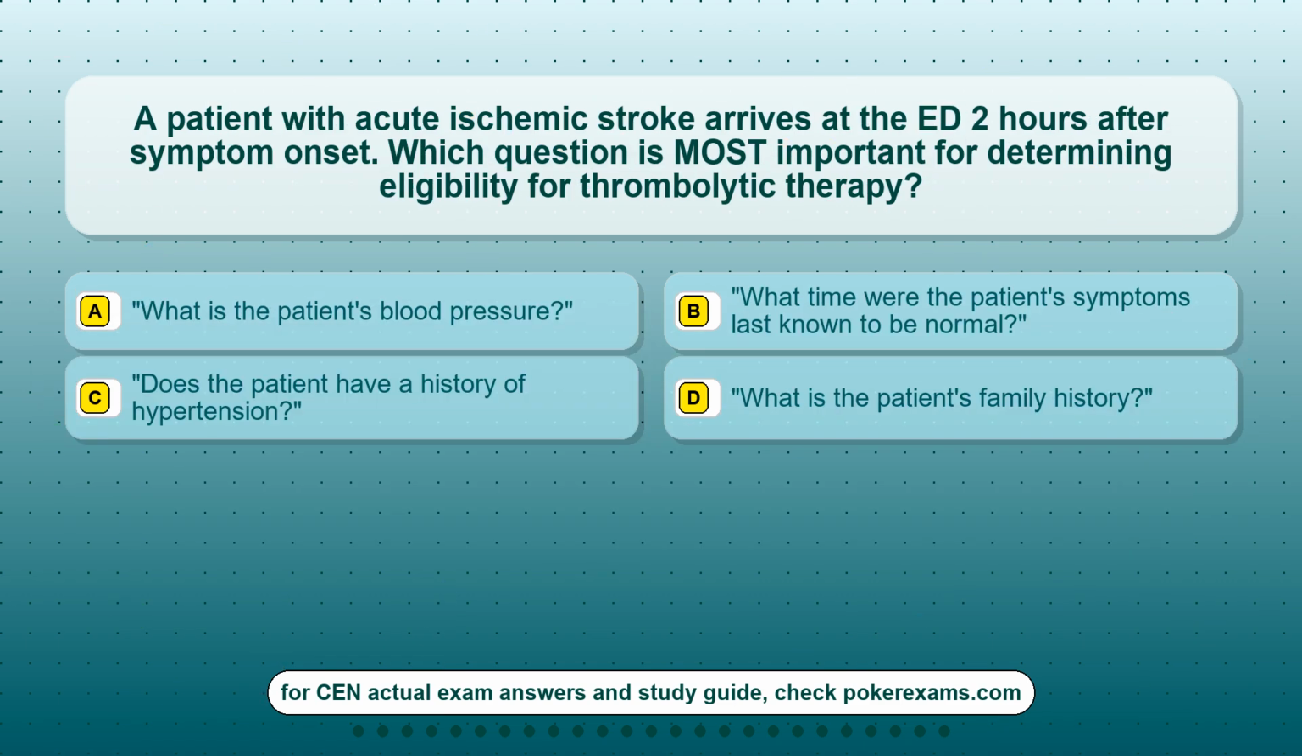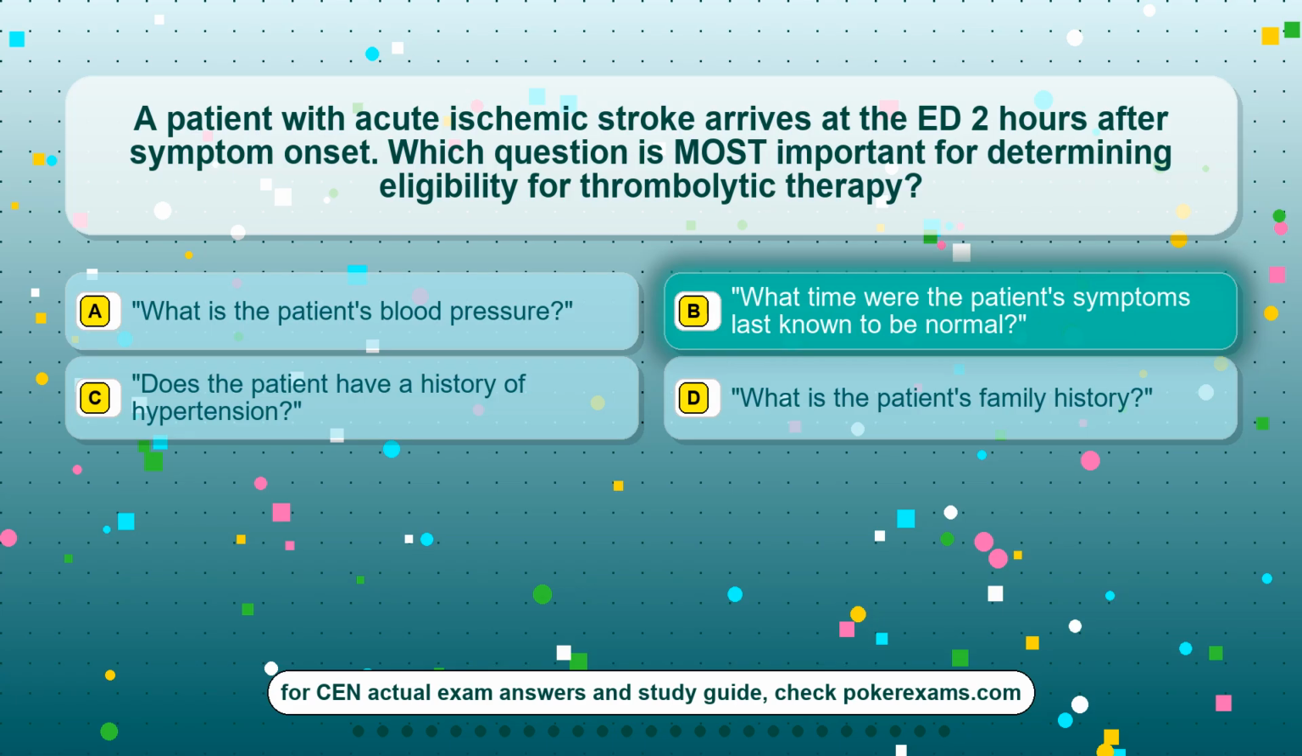Question 25. A patient with acute ischemic stroke arrives at the ED 2 hours after symptom onset. Which question is most important for determining eligibility for thrombolytic therapy? Option A, what is the patient's blood pressure? Option B, what time were the patient's symptoms last known to be normal? Option C, does the patient have a history of hypertension? Option D, what is the patient's family history?